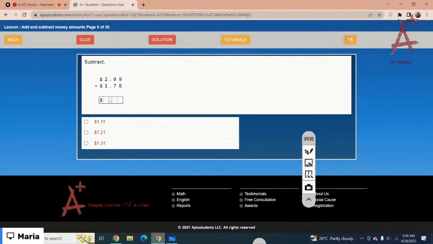Okay, 2.99 minus 1.78. So which is the correct option? 9 minus 8 is 1, 9 minus 7 is 2, and 2 minus 1 is 1. It would be $1.21. Got it?